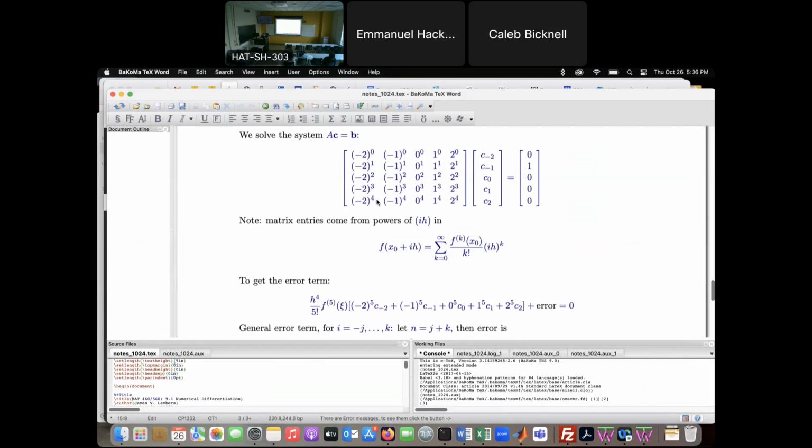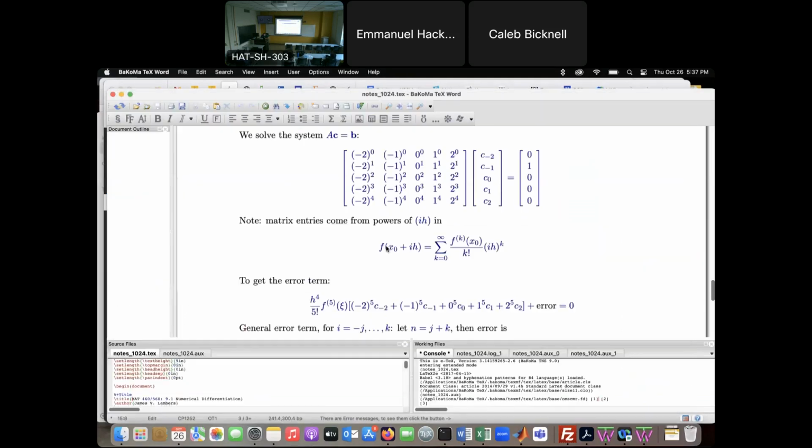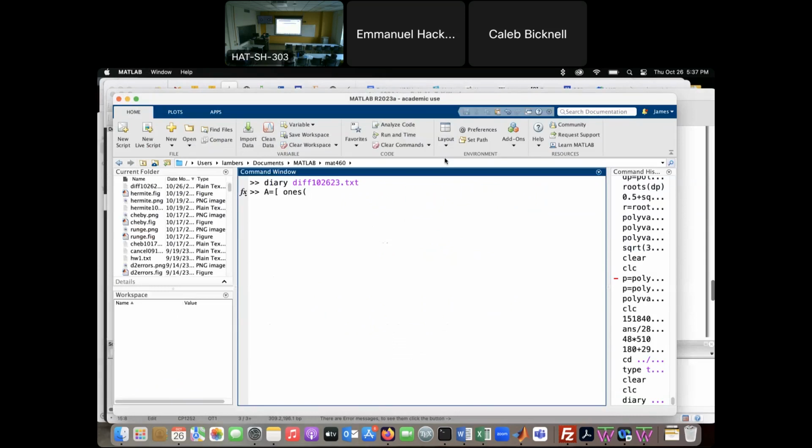So to create that matrix A, what I can do is, well, the first row is going to be all ones because everything is raised to the 0 power. So my first row will just be a row vector of ones. Let me put a comment as to what I'm doing here.